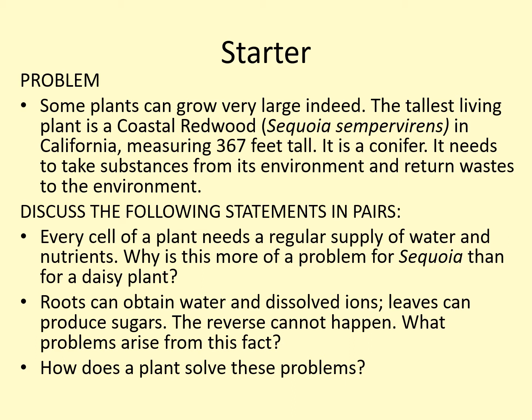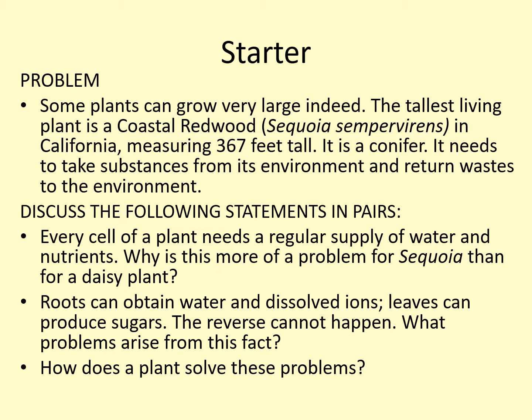It is a conifer. It needs to take substances from its environment and return wastes to the environment. So pause the PowerPoint and consider the following statements. Every cell of a plant needs a regular supply of water and nutrients. Why is this more of a problem for sequoia than for a daisy plant?